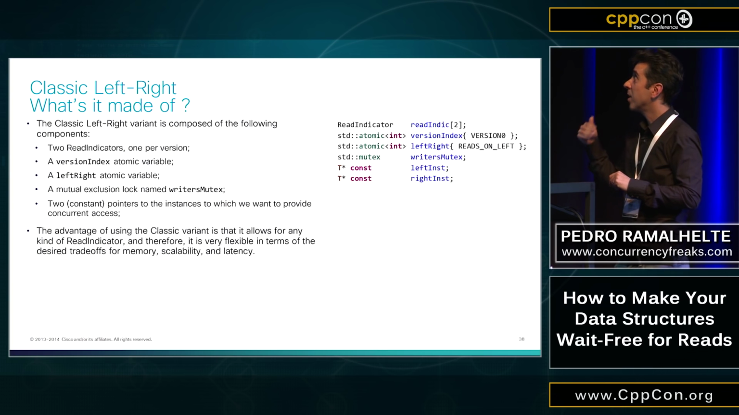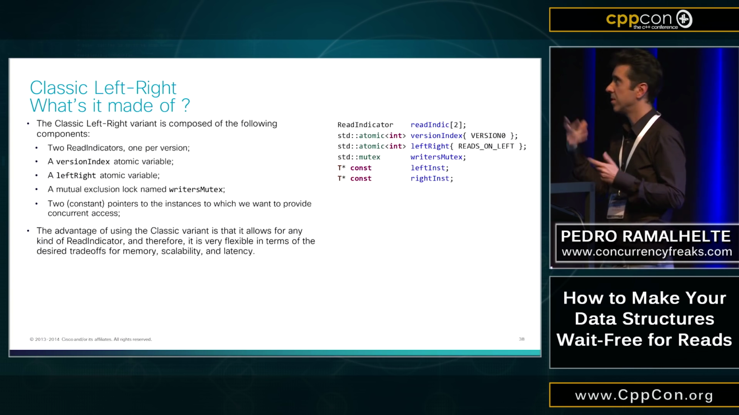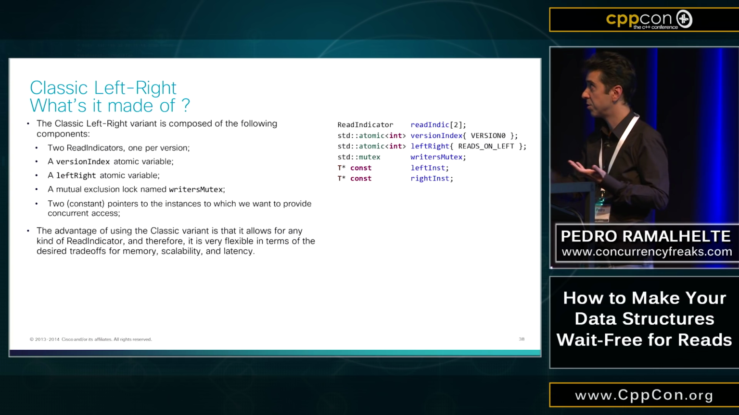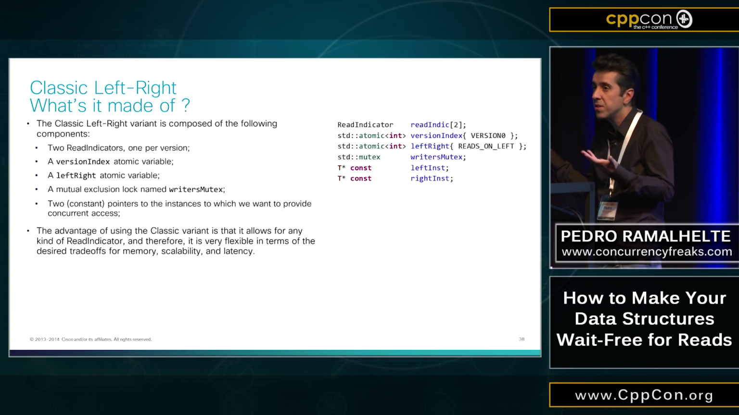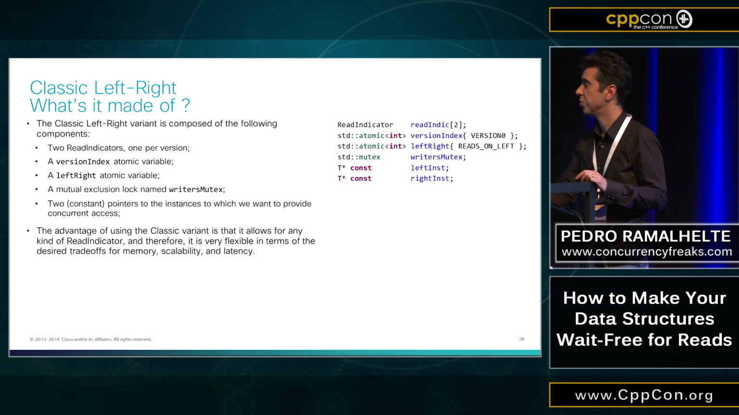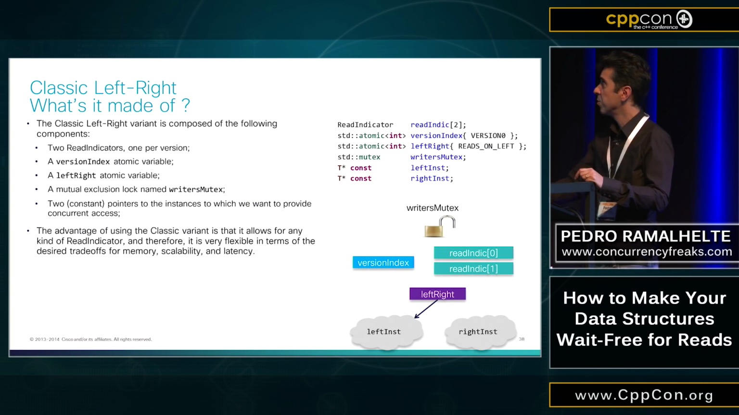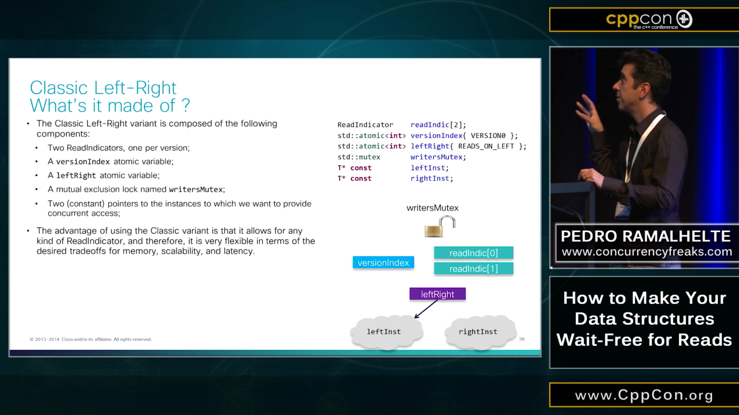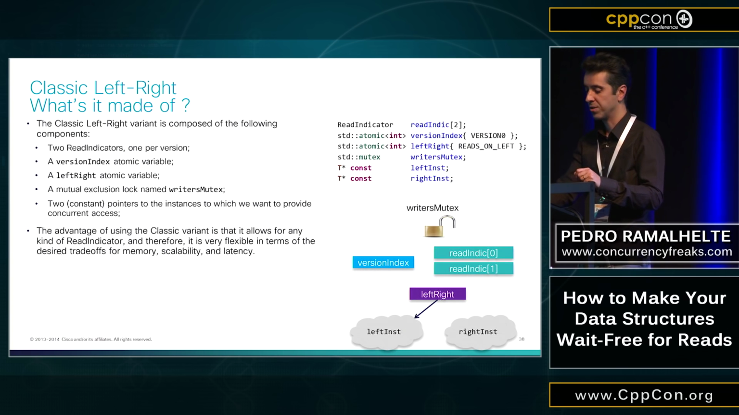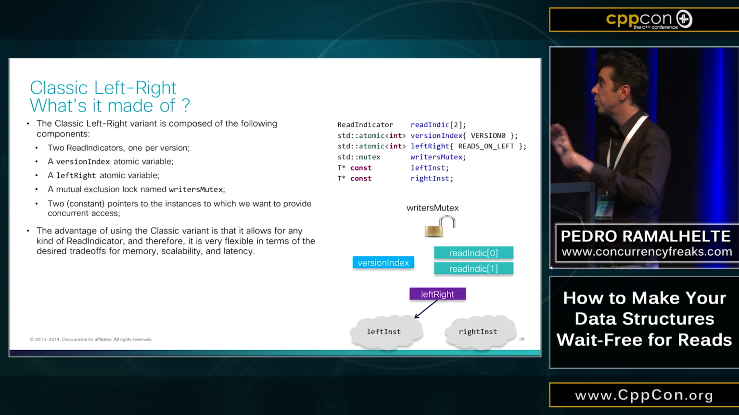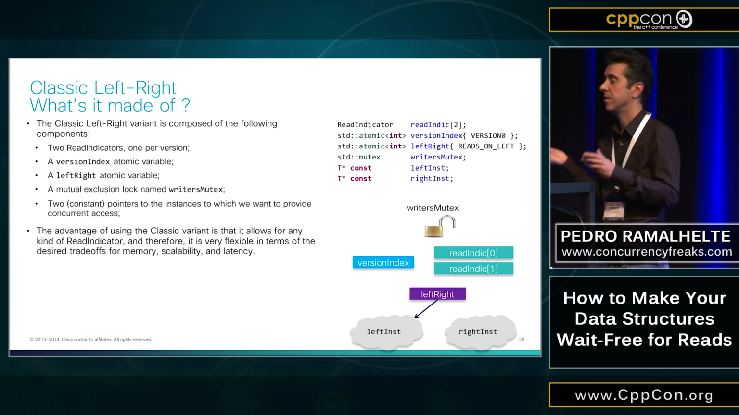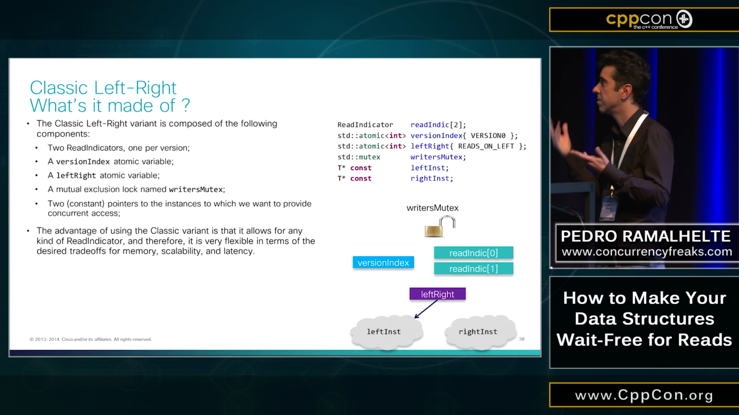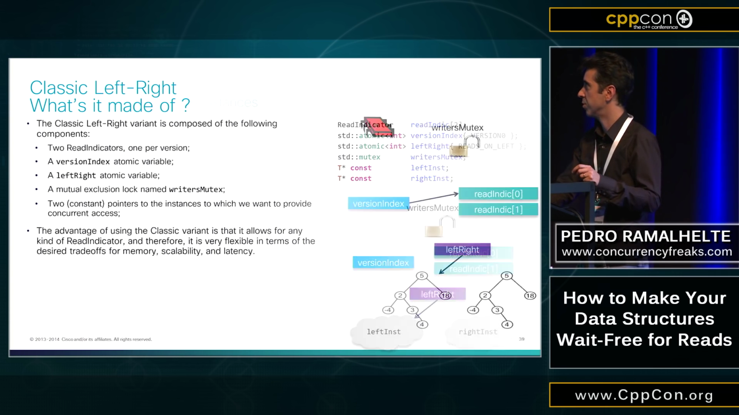Now, if you want to actually implement the algorithm, it's simple. I'm going to talk a little bit about that, but you don't need to know how to implement it. You can just use it if you want to. Just copy-paste the code, and we'll see as well how to use it. It's really simple. So basically, these are the components of the algorithm. There's a mutex. There are two read indicators, which are like counters, and two atomic variables, a version index and a left-right, and then two instances of whatever you're trying to protect. Typically, it would be a data structure, but it can be anything you want to protect.